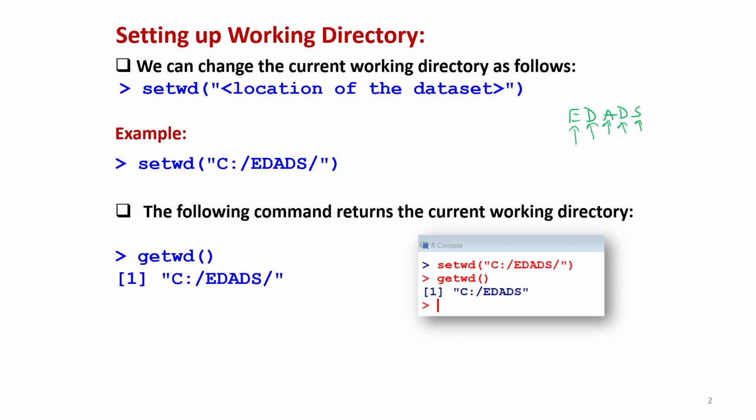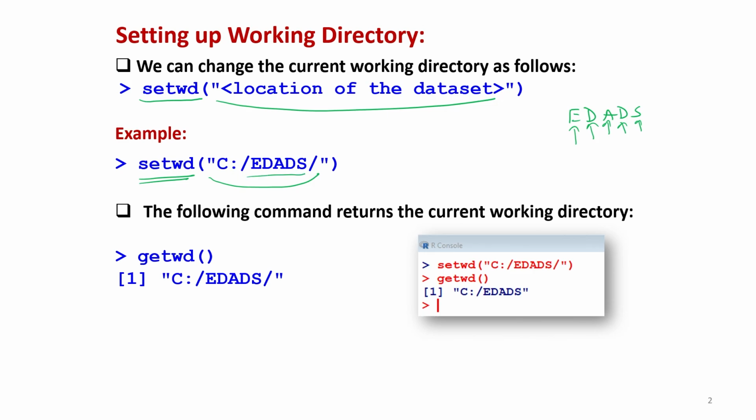The first objective is how to set the working directory. The working directory is set by the command setwd. SET means set, W means working, D means directory, and then within parentheses and double quotes, you have to give the location of the data set or the directory. For example, I have copied a directory EDADS on the C drive, so I am writing the command setwd within double quotes, inside the parentheses, C:\EDADS. That is the first aspect.